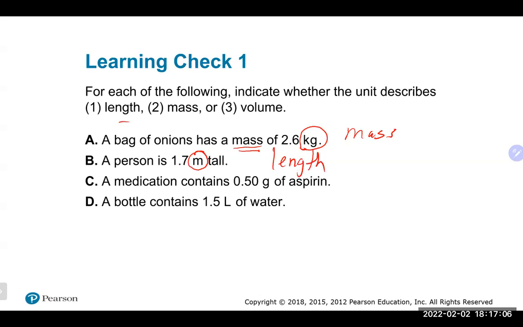Again, it may seem kind of silly, but I can't tell you how many times people don't understand when they write a unit what it's representing. So it's really important to make sure you do. Grams is again a unit of mass, a very common unit of mass that we use. And lastly here, a bottle has 1.5 liters. Liters is a unit of volume. Any questions?